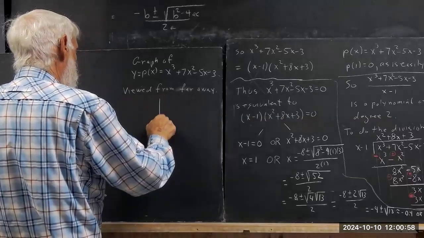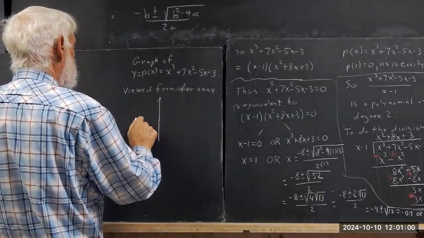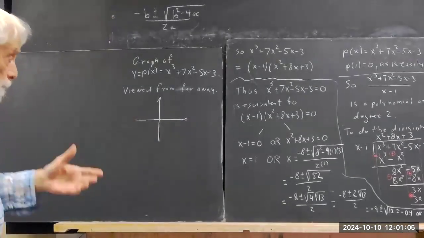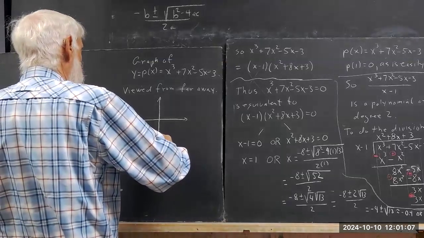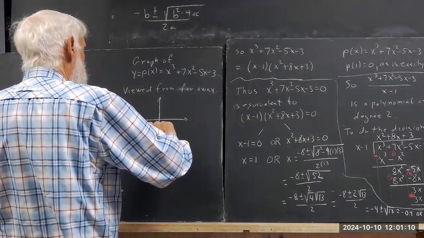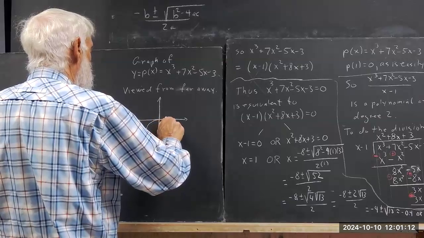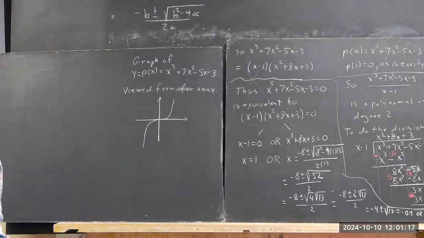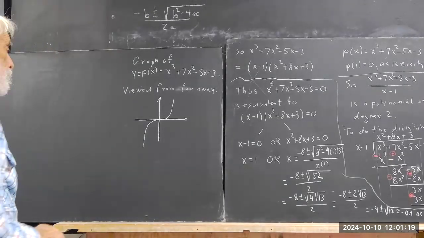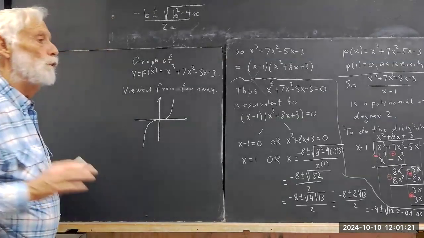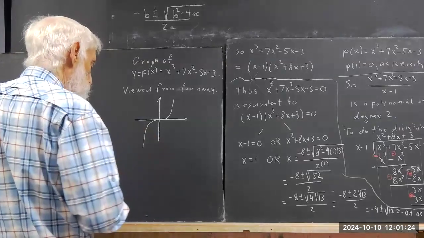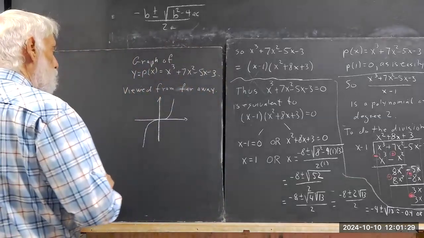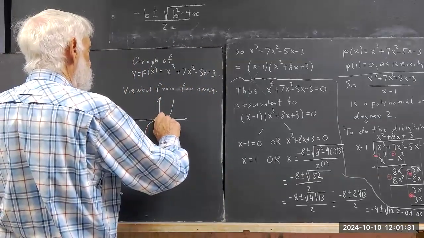Viewed from far away, the graph looks like this, approximately; it has this basic overall shape. Okay. Now, if you're not too far away, you might be able to just barely see that there are some little wiggles in here.